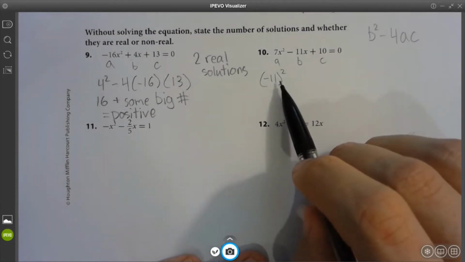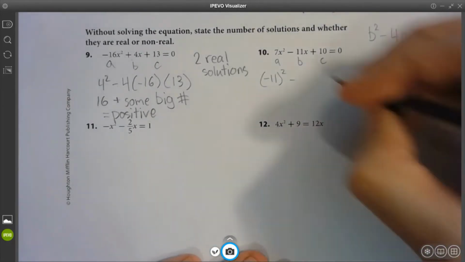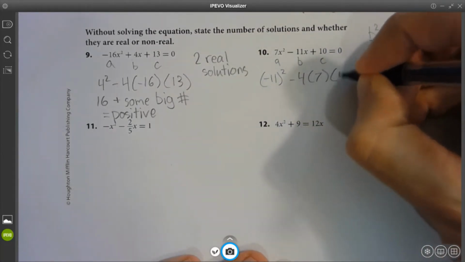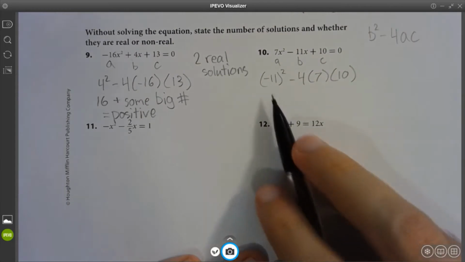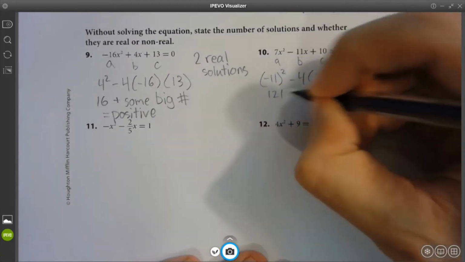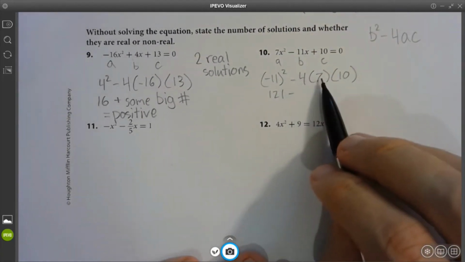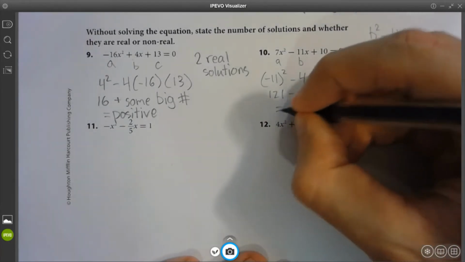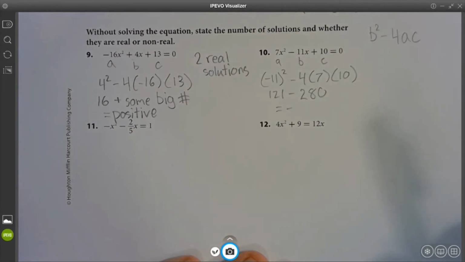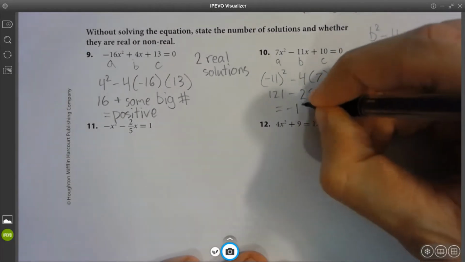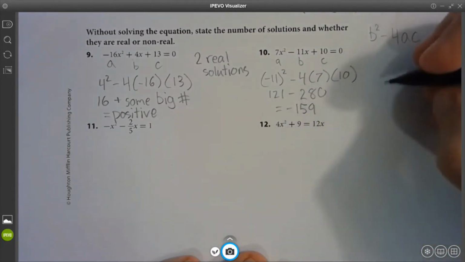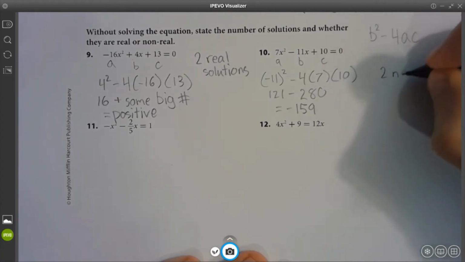So let's go ahead and finish plugging in. We have minus 4 times A times C. Okay, 121 minus 4 times 7 is 28. That's 280. So this is a negative number. Negative 159, is it? I want to say 159, but it doesn't particularly matter what the number is. The only thing that matters is that it's negative. So this is two non-real solutions.